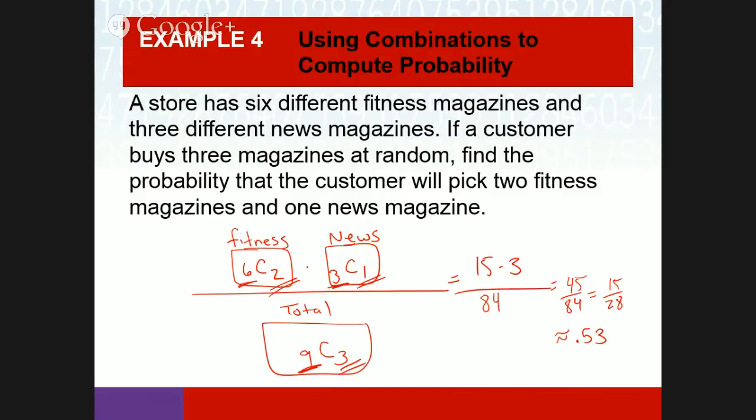If it says at least 1 news magazine, you have to say, okay, this is the probability of getting 1 news magazine. Then you have to do what's the probability of getting 2? What's the probability of getting all 3? And then you would add them up together. We'll do some examples like that, but it's the exact same concept as what we did before with the at most and at least. You have to take them one by one.